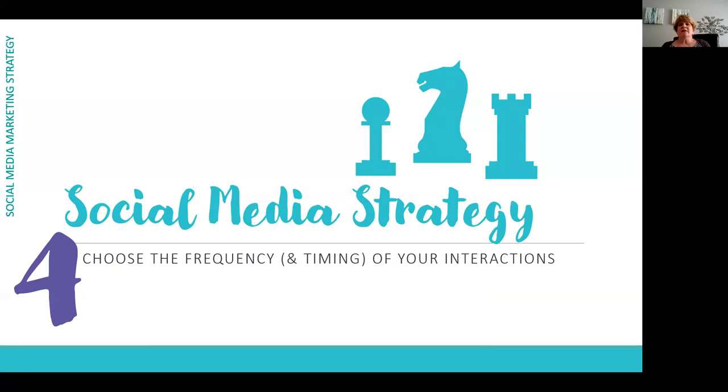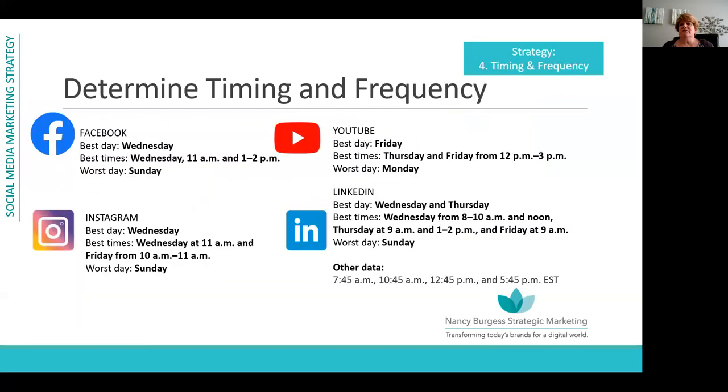So what are some of the things that you want to do once you decide on your platform? So you know your persona, you know your business goals, you know your platform. Now you want to choose the frequency and timing of your interactions. And this is general data. Your business may vary. I feel like the SEC reports or something, but this is where Facebook, YouTube, Instagram, and LinkedIn see the greatest amount of traffic. And you can Google these things.